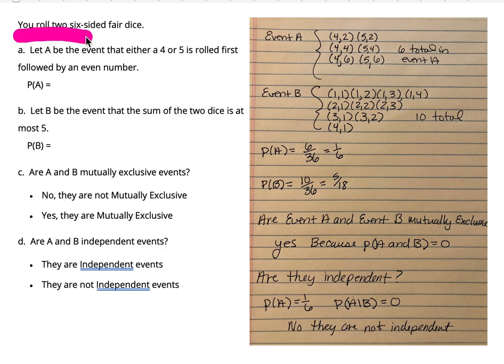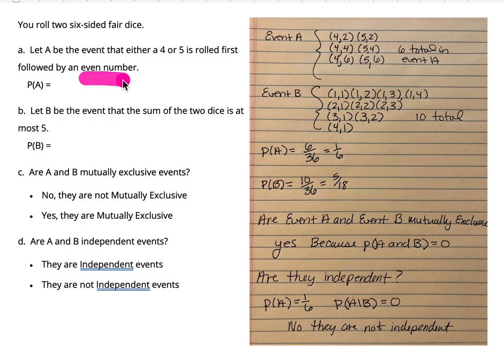We are going to roll two six-sided fair dice. In the first part, we let event A be the event that we roll a 4 or a 5 on the first die, and then on the second one, we roll an even number. If I roll a 4 or a 5 on the first roll, my first value, when I list them as ordered pairs, needs to be a 4 or 5.